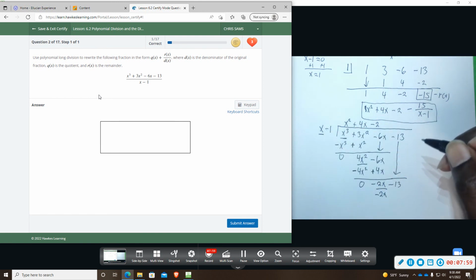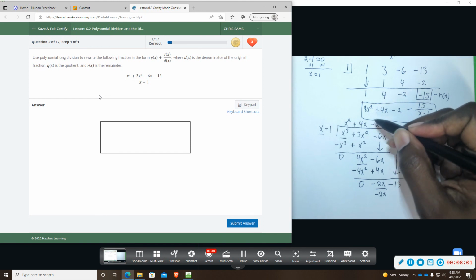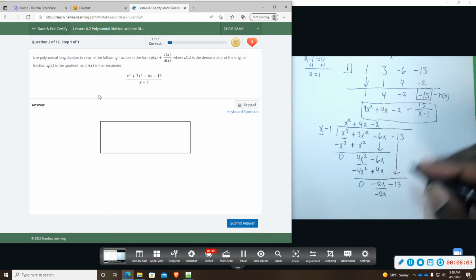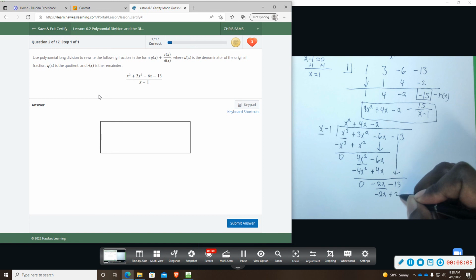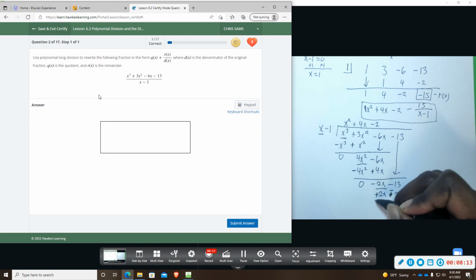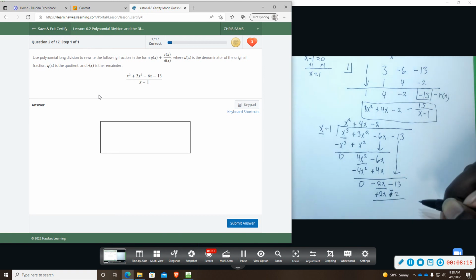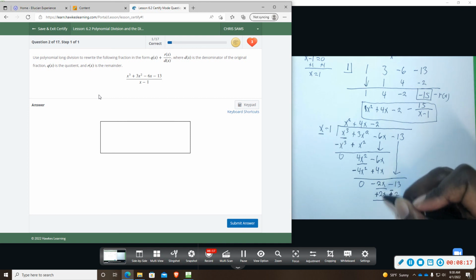And then -2 times a -1 will give me a +2. And then you change the sign. So this will become positive. This will become negative. And then we combine. This goes to 0. This goes to a -15. Since there's no more left, this is my remainder.